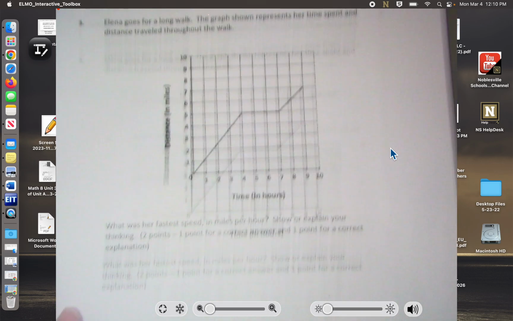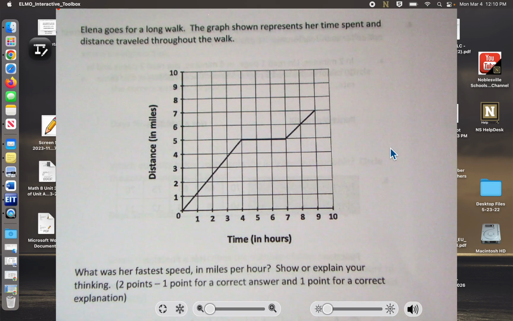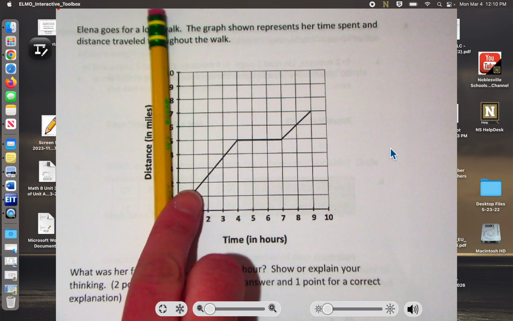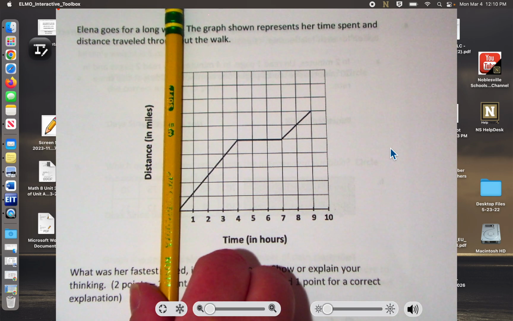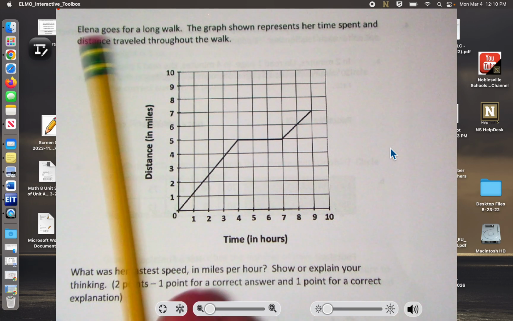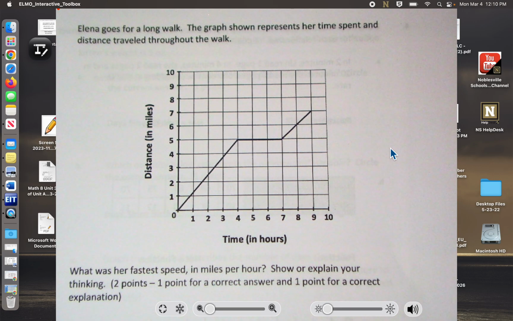All right, Elena is going for a long walk. This shows the time she spent and the distance she traveled throughout the walk. What is her fastest speed? Okay, so we can determine how fast she's going because we have the distance she traveled in miles per hour. It's a very long walk. I mean, that's like a 9-hour walk. Someone might want to check on Elena.